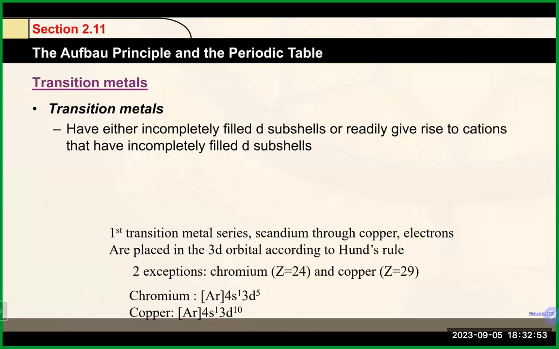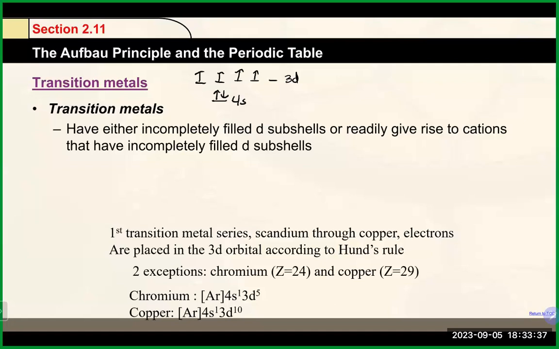The two major ones that people usually talk about are chromium and copper. Chromium and copper, which are 24 and 29, have one extra electron in the d orbital and one less electron in the s orbital, and it's been found to be more stable in that arrangement. That is because of the very close proximity of those orbitals. When electrons fill, they fill up the s orbitals first, and then they fill up the d orbitals. So they're super close in energy.